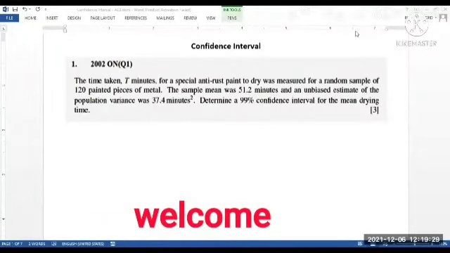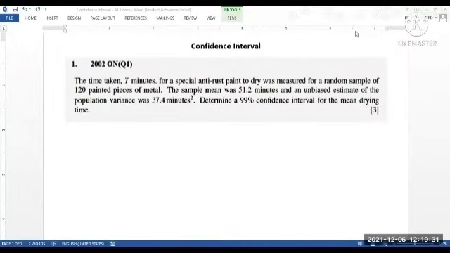Hi, let's look into some of the questions in the confidence interval. Here I've taken one question from the past paper of 2002, October-November. Question number 1. Now let's look deeply into the question.